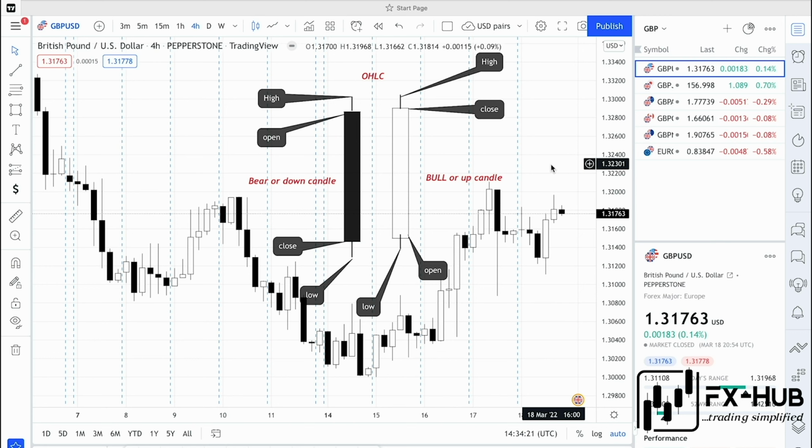Next thing on the chart, you notice the period separator. One is a daily period separator and the other one is for the weekly.